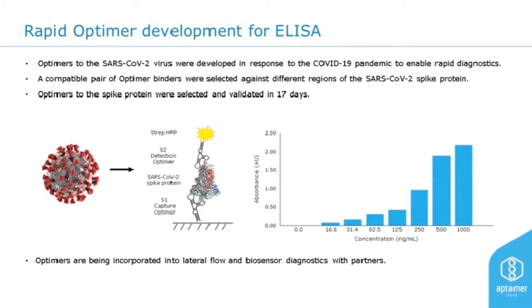The important thing here is to note that, one, you could use an antibody as one of those reagents, so you could use an antibody capture and an aptamer to detect. Or you could use the pair of aptamers as we've done here. Also importantly is the speed with which we can do this. This pair of aptamers were isolated in just 17 days. So this can be a very rapid turnaround process.